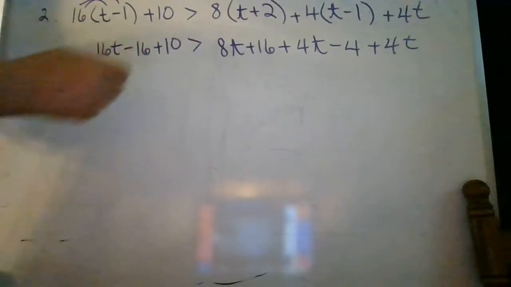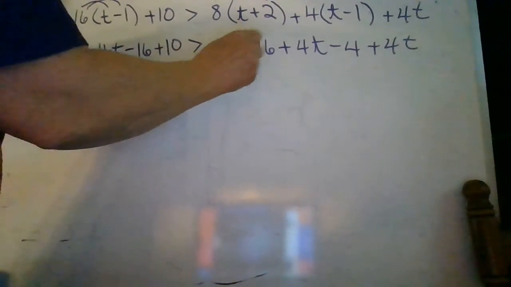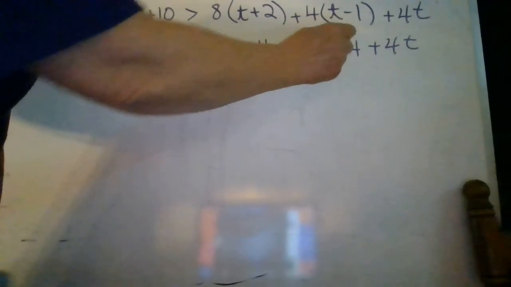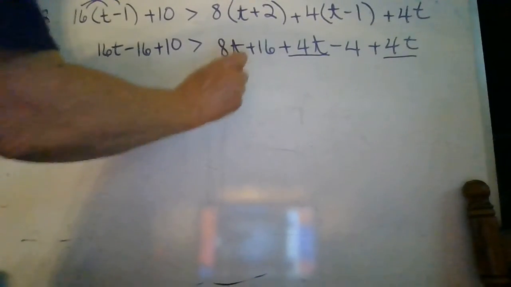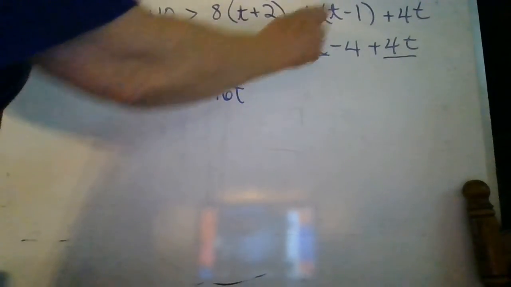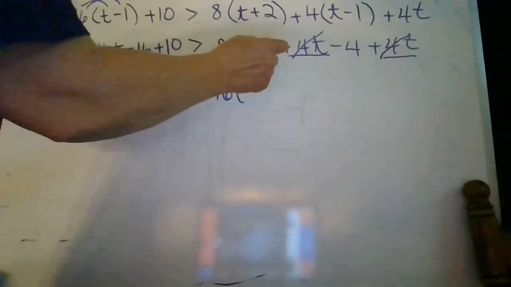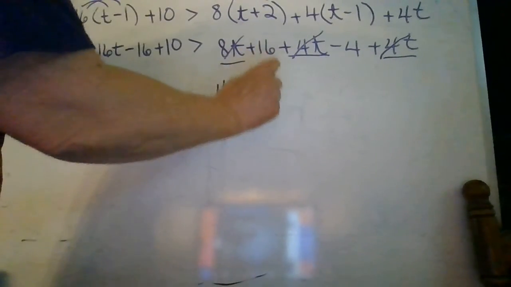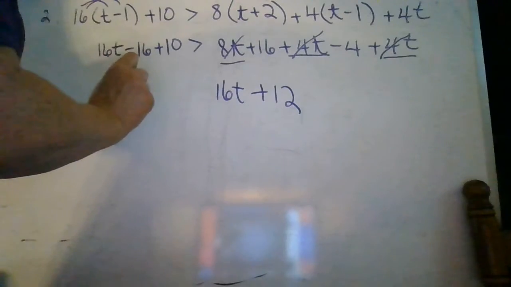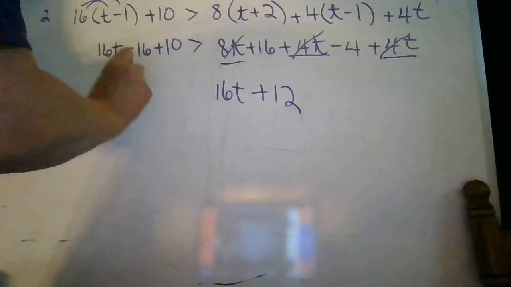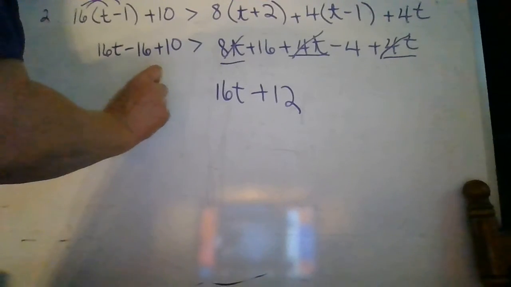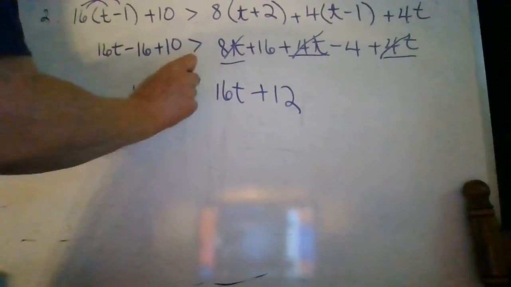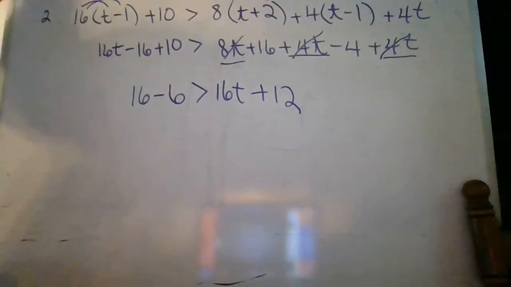So now let's go ahead and combine these terms. 8t plus 4t plus 4t. That would be 16t. So we got rid of all of those. And now I have 16 subtract 4, which is a positive 12. Over here, I have 16t subtract 16 plus 10. So that's going to be a negative 6 is greater than that.